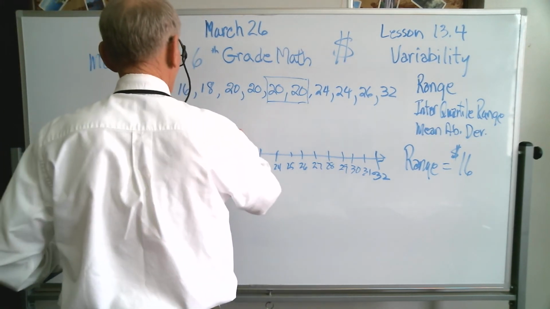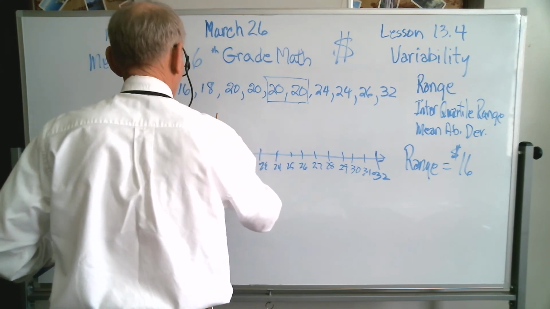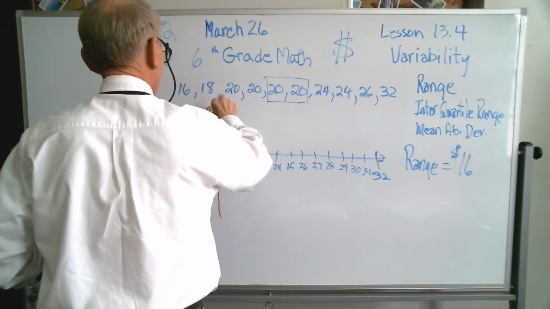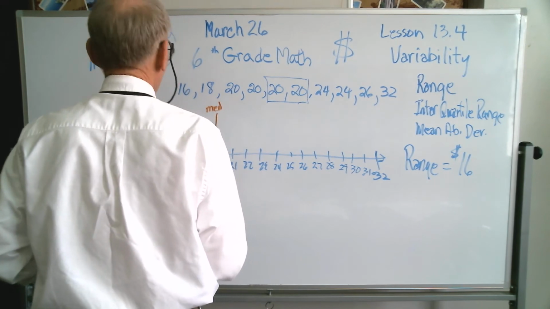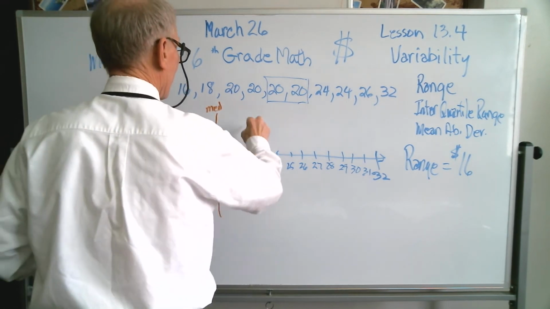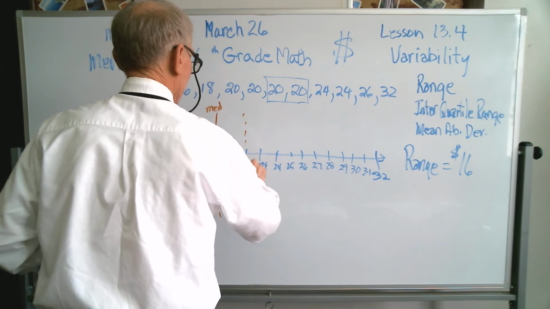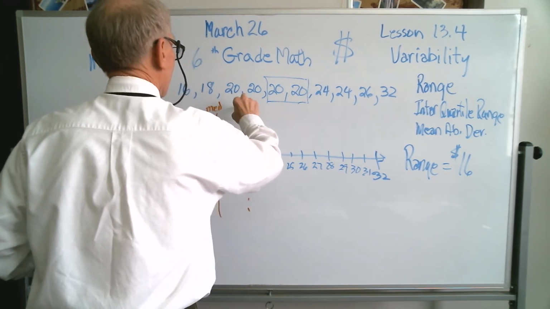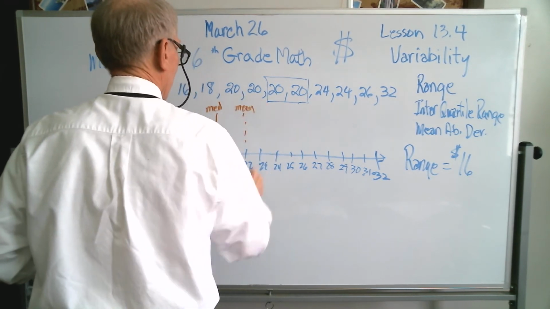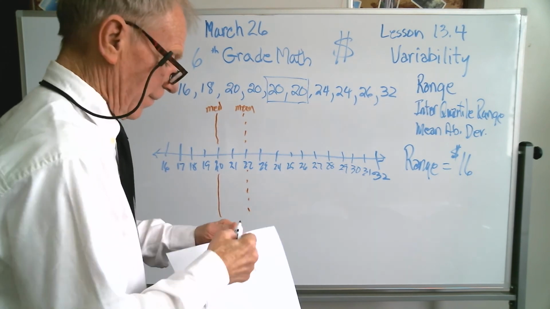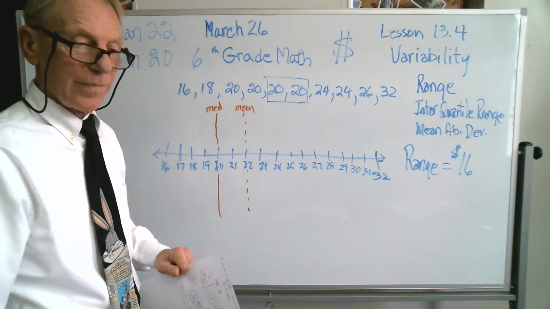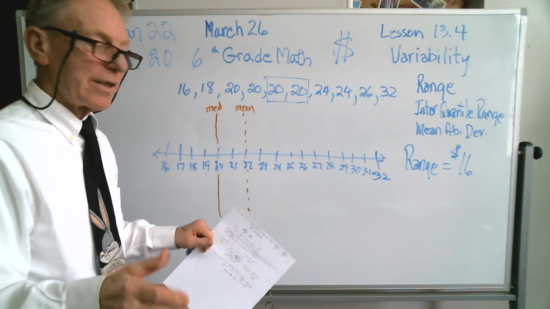So our median is 20. Let's mark that median. And our mean, I'm going to do that with a dotted line, is 22. Everybody understands the difference between the mean and the median.